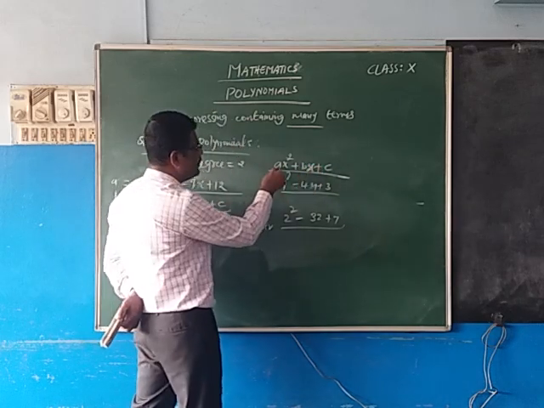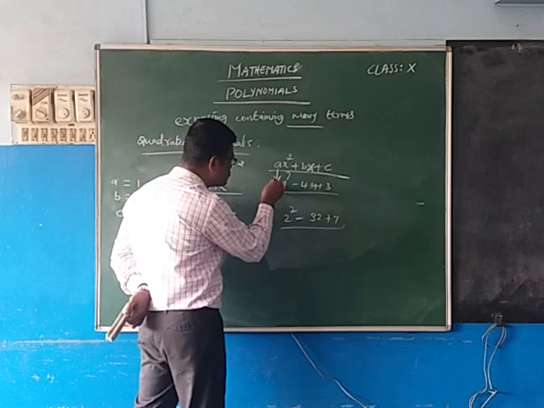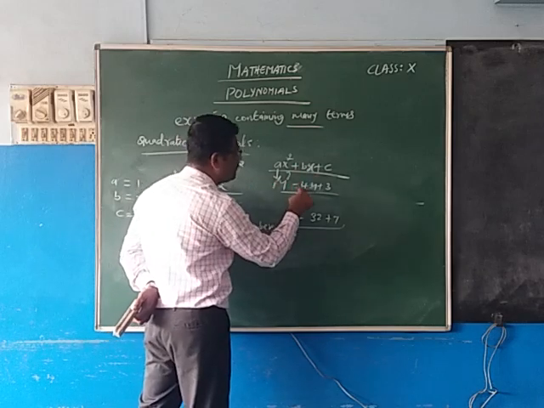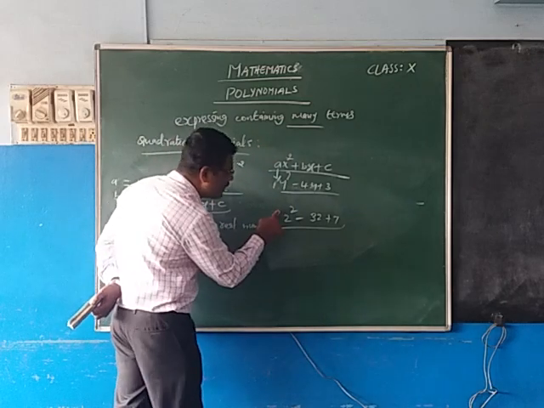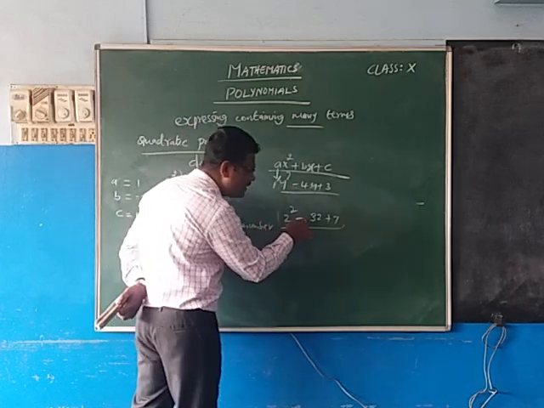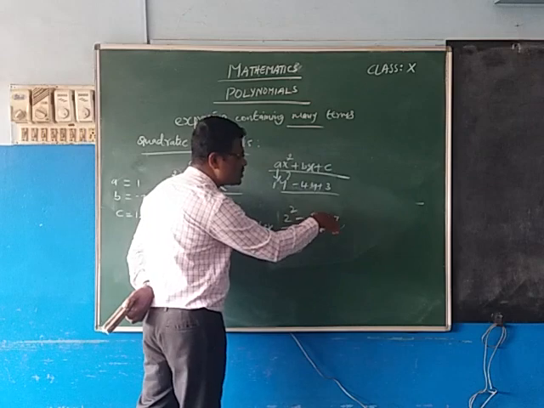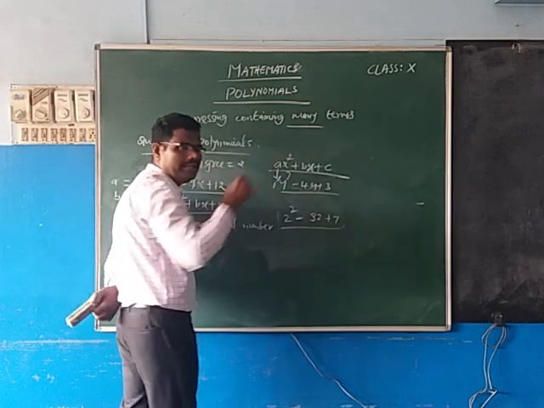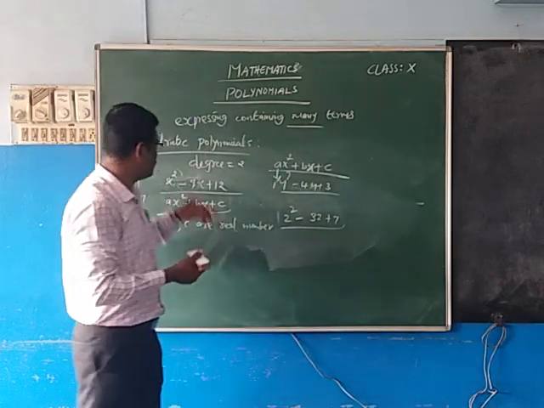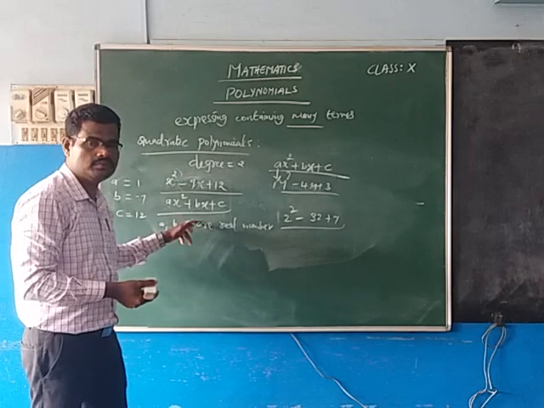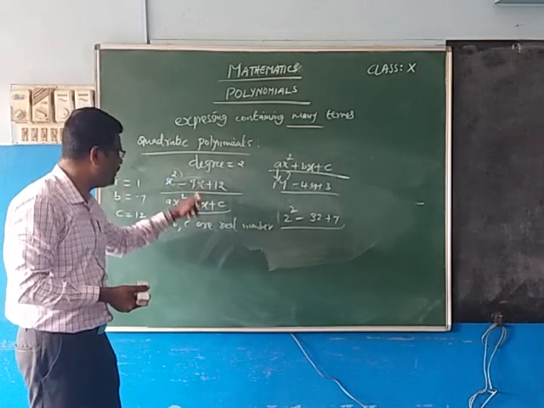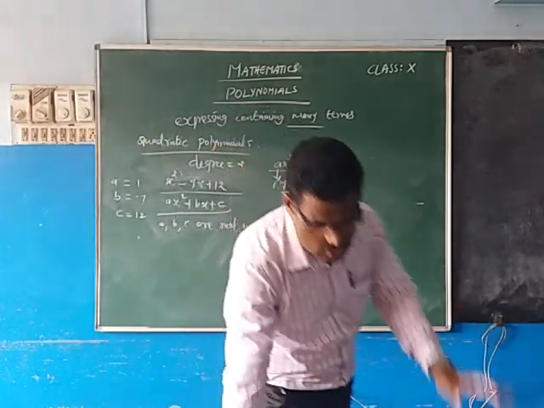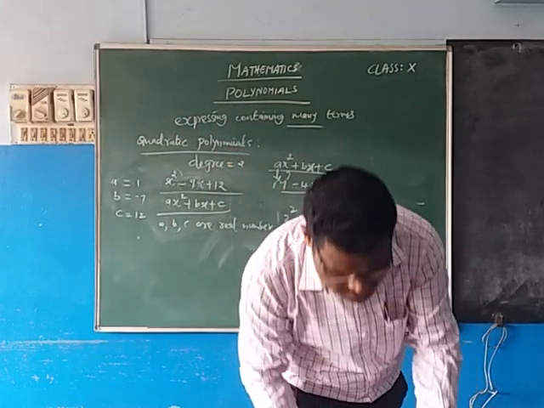Got it? So what is the value of a? In a's place 1. What is the value of b? Minus 4. What is the value of c? 3. Here what is the value of a? 1. What is the value of b? Minus 3. What is the value of c? 7. Understood? We have to compare these two. After comparing, we can write the values of a, b and c. This is called quadratic polynomials.